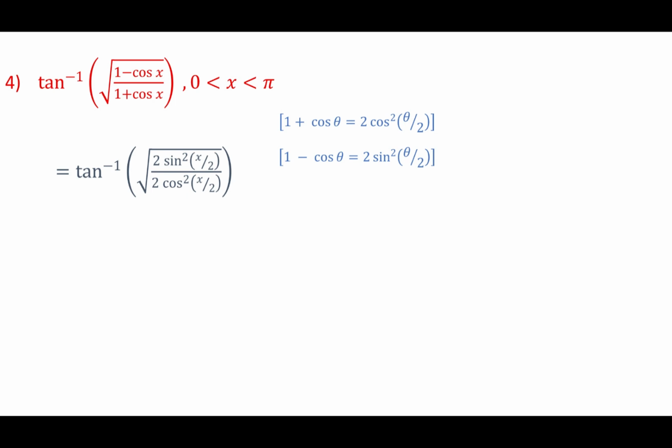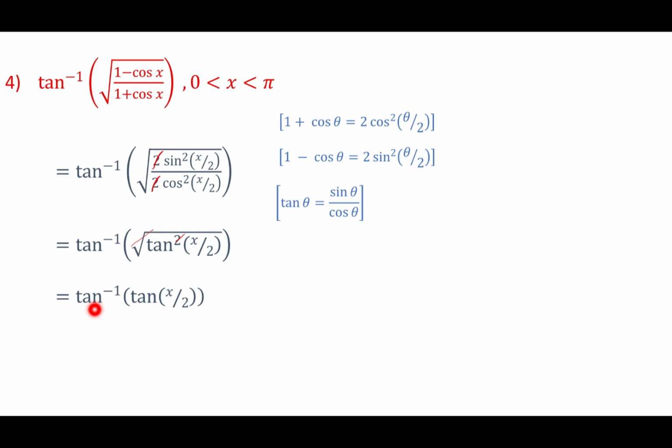So here 2 and 2 get cancelled in the numerator and denominator, okay? And we know sin theta by cos theta is nothing but tan theta. So here sin square theta by cos square theta means tan square theta by 2. It will be like this. And this square and square root you can cross out. It will be gone. So tan inverse tan x by 2.